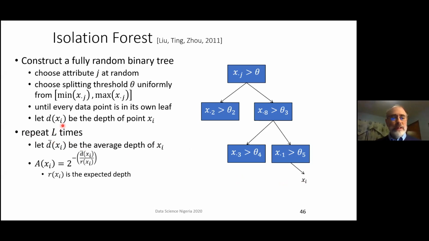So they repeat this capital L times. So we'll have, say, 100 or 500 or 1,000 of these trees in our forest. And we'll let d bar be the average isolation depth of this data point. Then they have a way of normalizing that by calculating theoretically the expected depth if the data points were just fully random. And this gives them an anomaly score, where normal points should have an anomaly score of 0.5. And then as you get above 0.5, you're going to get stronger and stronger anomalies.